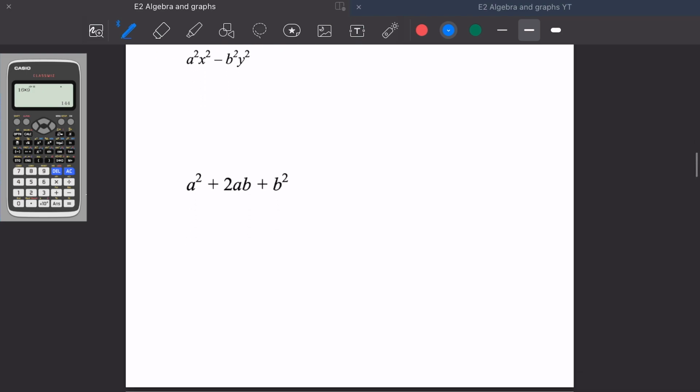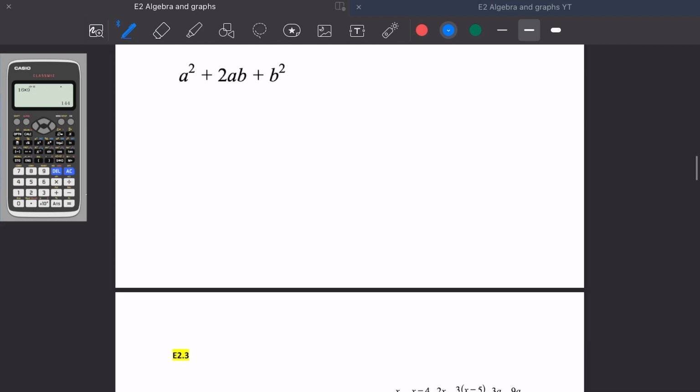Next one is a squared x squared minus b squared y squared. This is just ax whole squared minus by whole squared. This becomes ax plus by into ax minus by. a squared plus 2ab plus b squared is just a plus b whole squared.